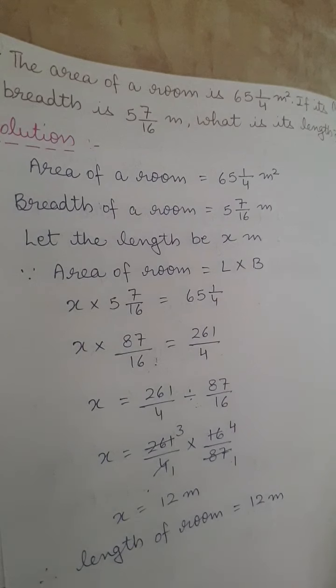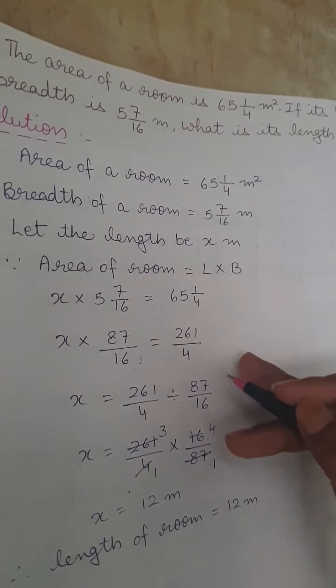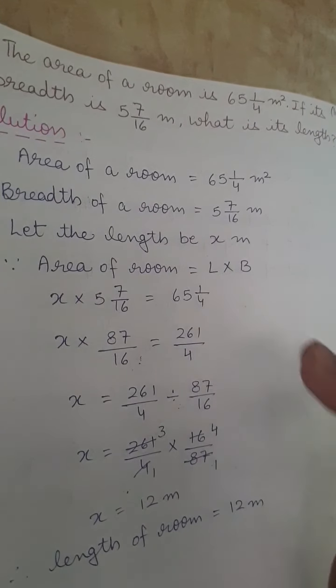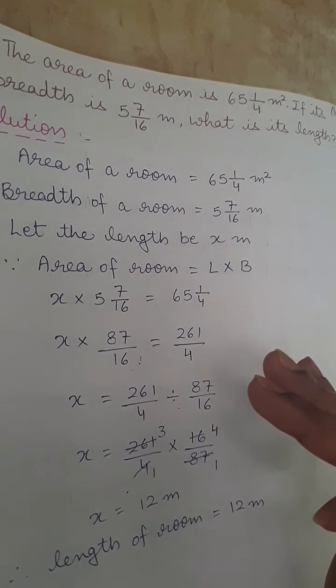And in this way we have completed our chapter, that is chapter number 1, rational numbers. All the exercises have been explained in detail. If you are having any type of problem regarding the solution of any of the questions, just ask me whenever we meet or write it in the comments box.